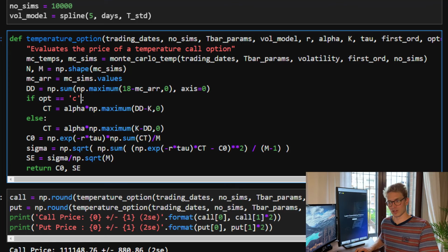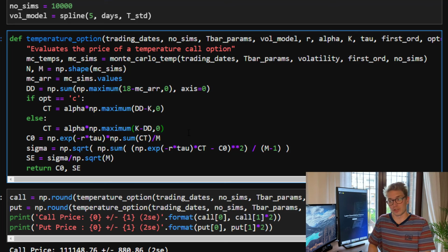Then for a call, I can take our payoff as alpha times the maximum between these heating degree days for all those 10,000 simulations minus the strike. And for a put, I can just do the opposite, K minus the heating degree days. So to calculate the price of the temperature option, all I have to do is take the discount factor and multiply it by the average of those payoffs. To get the average, I just take the sum and divide through by the number of simulations, M.